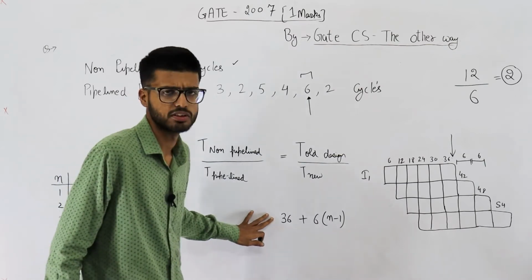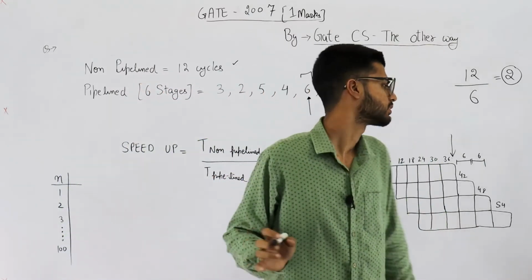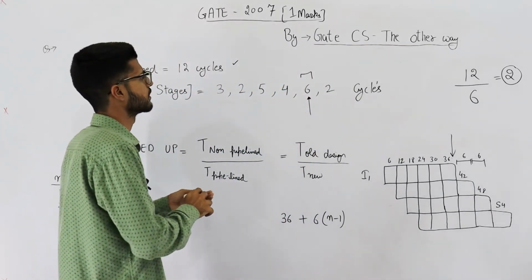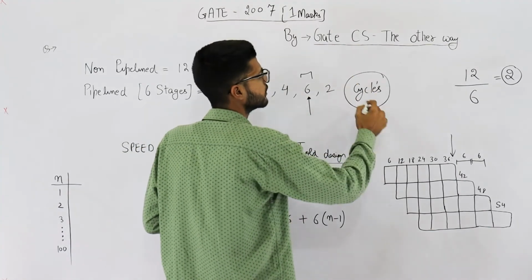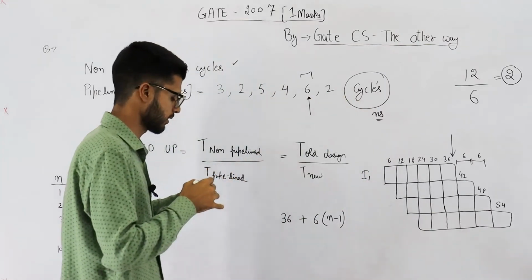But this is not actually true. Most of the books and websites or online forums are using this formula. I don't know why they're confusing it with time. Here they have clearly mentioned number of cycles. It's not time in nanoseconds, it's number of cycles.